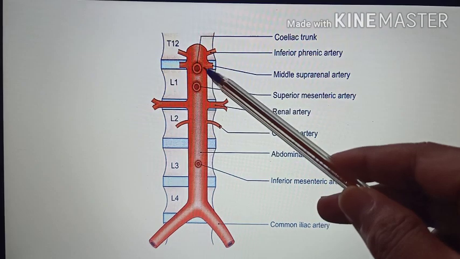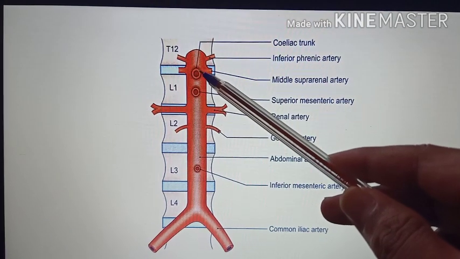Now coming to the branches of abdominal aorta, you are having the ventral branches, dorsal branches, lateral branches and terminal branches. All the ventral branches supply the gut. They are the unpaired arteries. From above downwards, the ventral branches are: first is celiac trunk, second is superior mesenteric artery, third is inferior mesenteric artery. So in this slide you can see from here the celiac artery will arise.